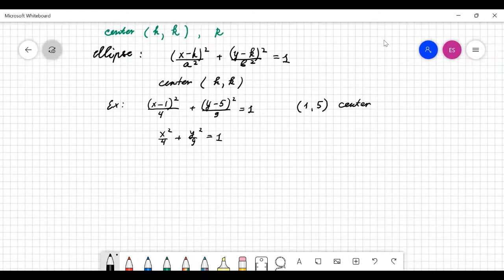Well, how do we graph it? Remember that the number under x defines the dimension along x, and the number under y defines the dimension along y. So under x we have 4, so it's going to be 2 units here, 2 units here, and 9, the square root is 3. That's 3 squared. It's going to be 3 here and 3 here. And that's going to be my ellipse. Well, not a very nice one, but still kind of okay. Oh, sorry, it's supposed to be 2 here and 3 over here.